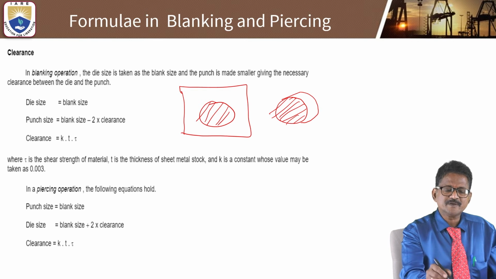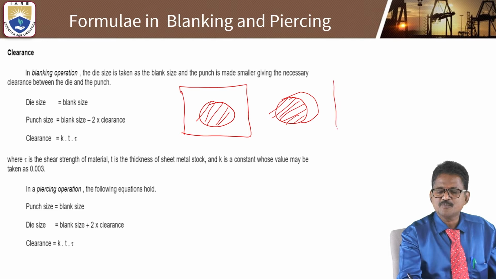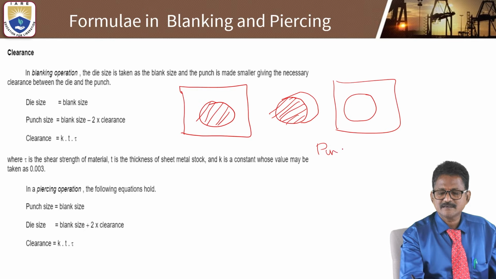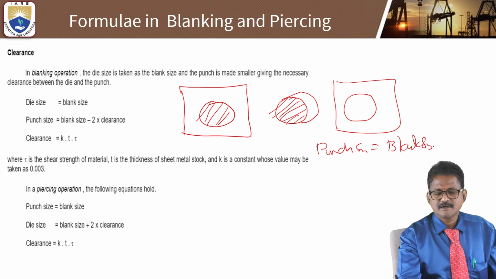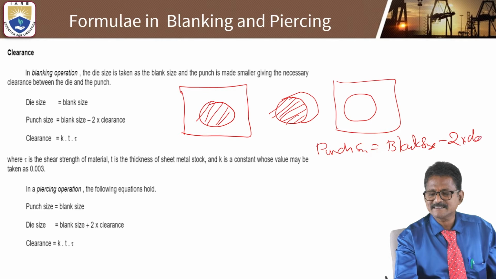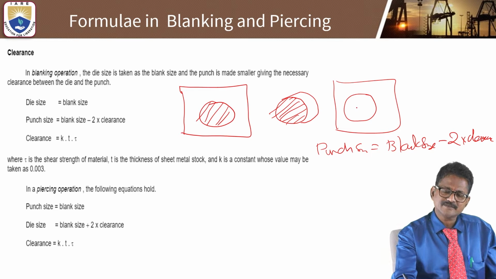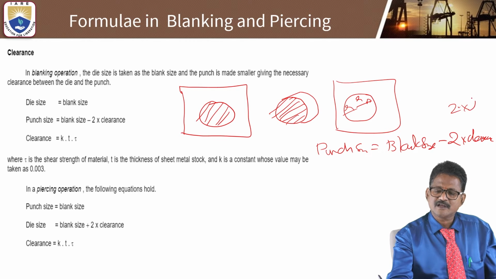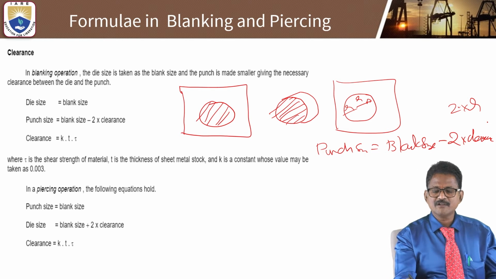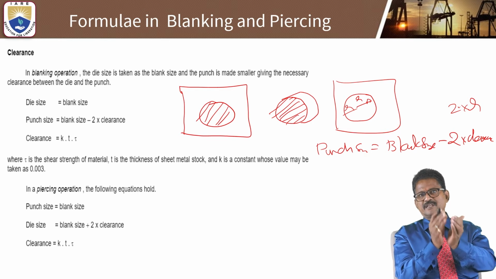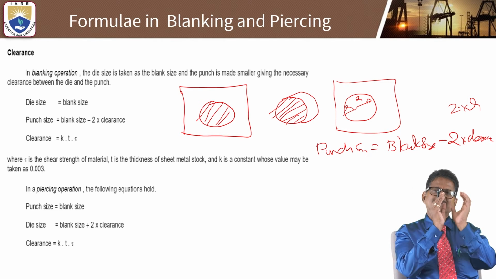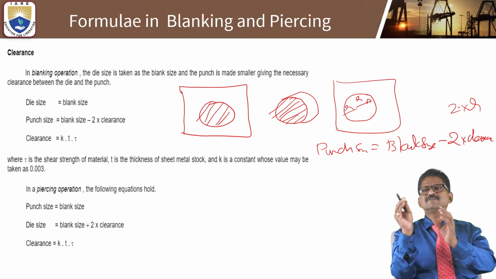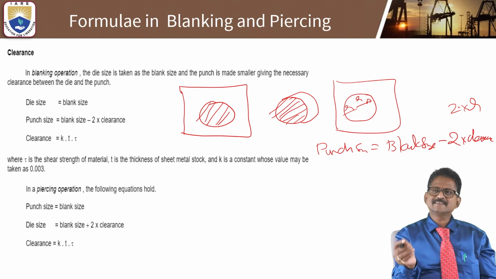And when you want to determine the punch size, which makes a hollow portion, the punch size is equal to the blank size minus 2 times the clearance. For example, if it is a radius, it is 2R, where R is the clearance. So for almost all blanking operations, when you want to take the punch size, you take the exact die size and deduct 2 times the clearance.